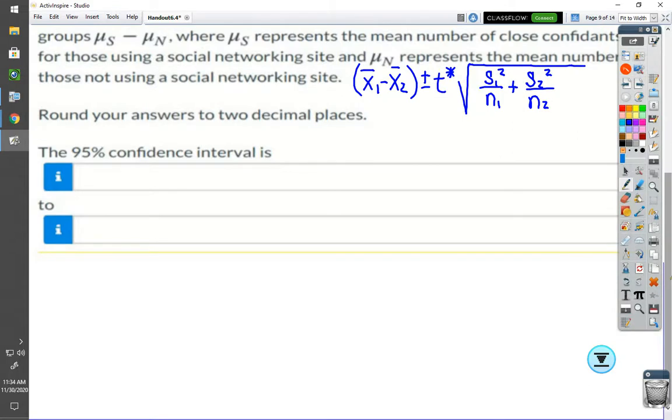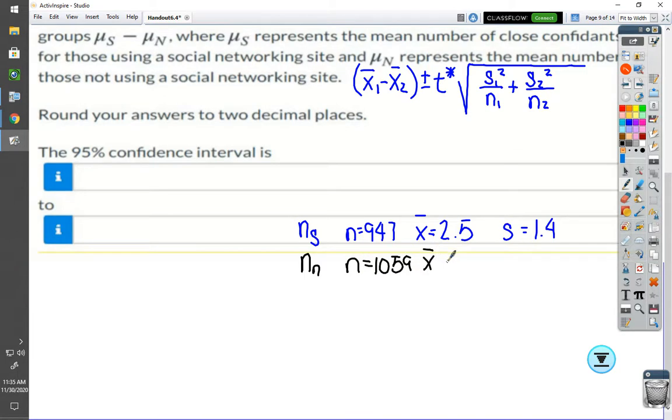So we're going to fill in some groups from the values we have above. First of all, for group 1, or S, this is n of S. I know that I had an n value of 947, an x bar of 2.5, and a standard deviation of 1.4. For my second set, or my n of not, I had an n value of 1,059, an x bar of 1.9, and a standard deviation of 1.3.